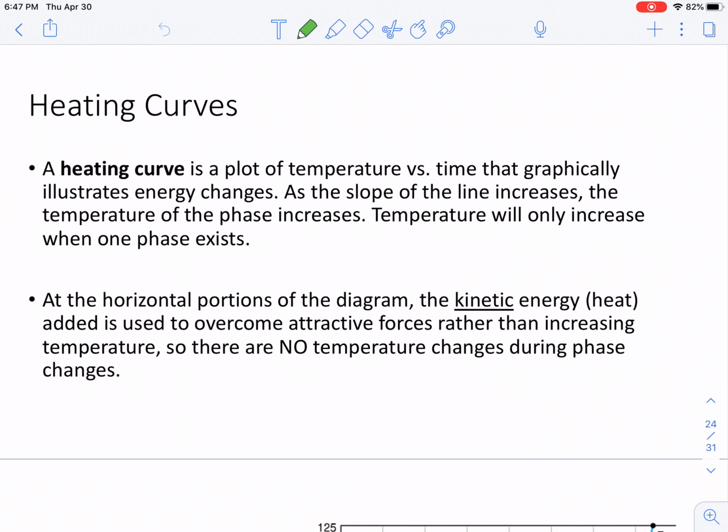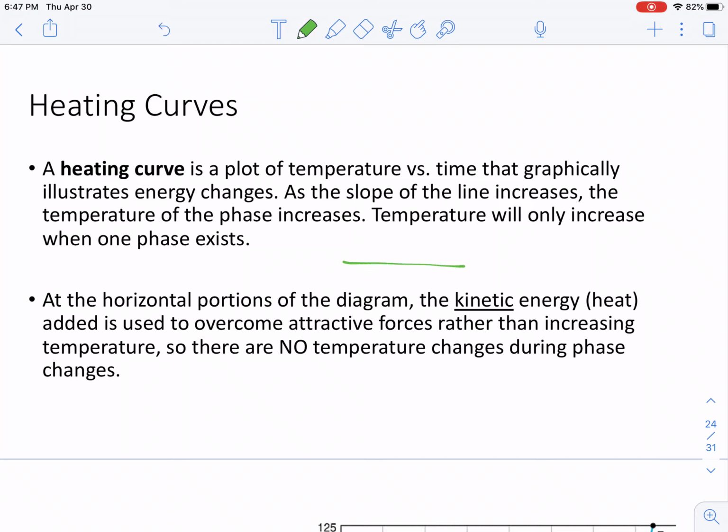Hi everyone, let's talk about heating curves and phase diagrams. So first off, with the heating curve, as we're about to see, we are going to see the amount of heat or temperature or energy that you need to add in order to change from a solid to a liquid to a gas. And one thing that's really cool is you're going to see a bunch of horizontal lines on this phase diagram.